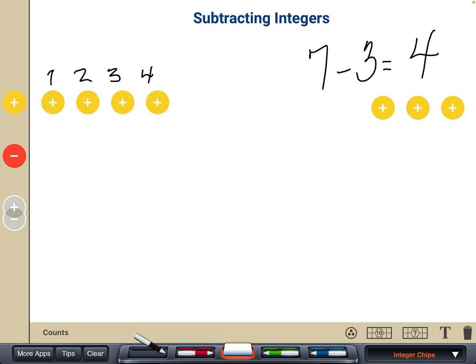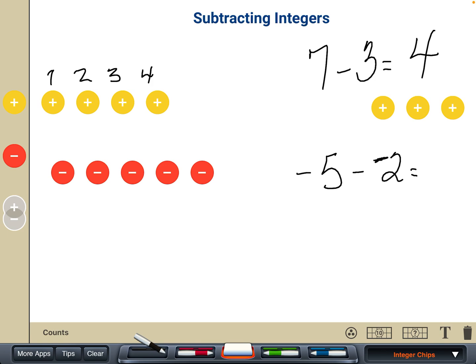Do you think the same thing will work? You think it'll work the same way if we do negatives? Let's try it. Let's say we have 1, 2, 3, 4, 5 negatives. Let me move these down. 5 negatives, and we want to take away 2 negatives. Well, do we have 2 negatives to take away? Yeah, we do, right here. 2 negatives, we can just scooch them out of the way, and what do we have left? Yeah, 3 negatives left. So it looks like subtraction works the same.